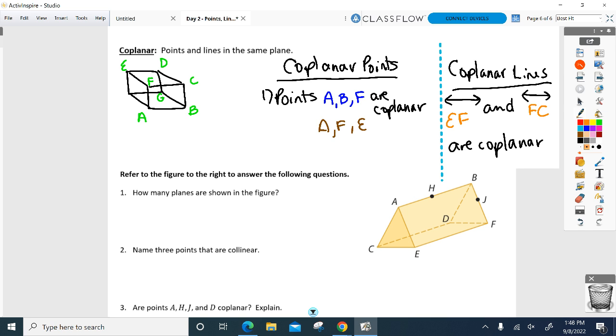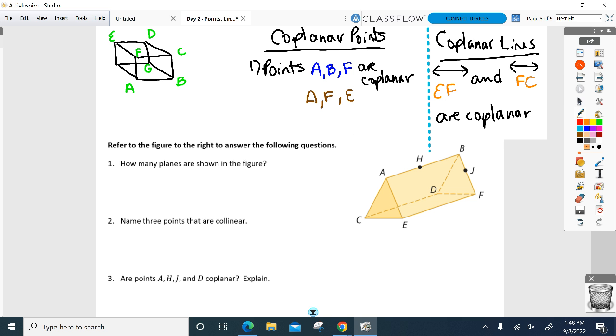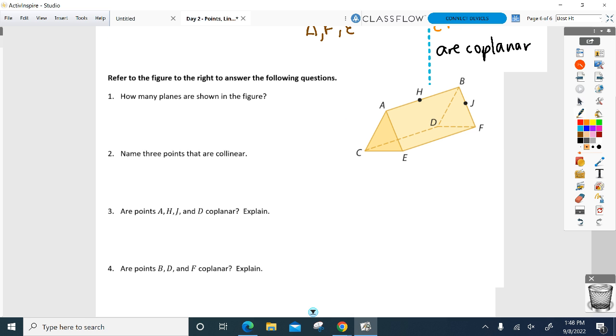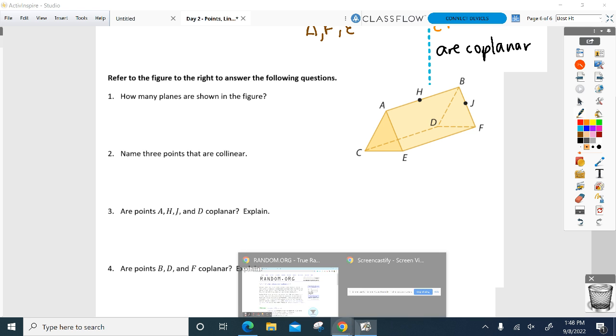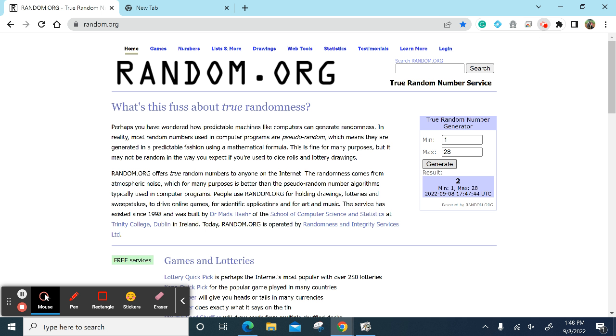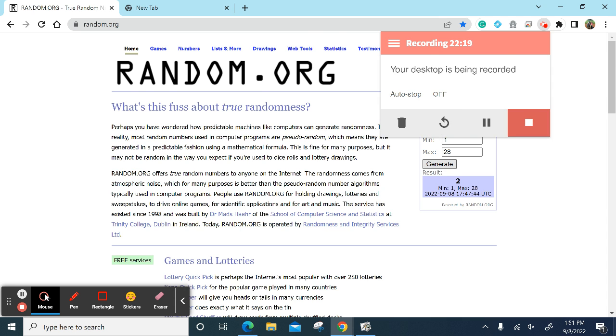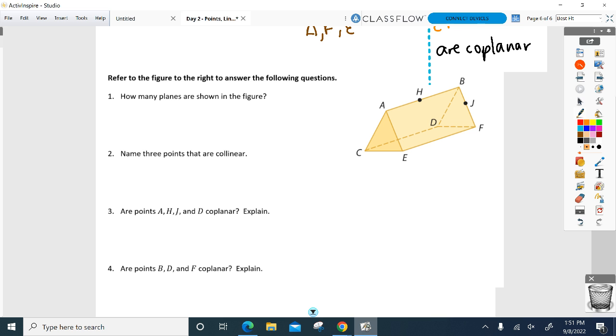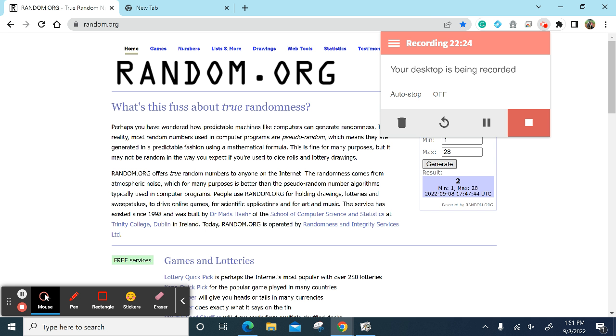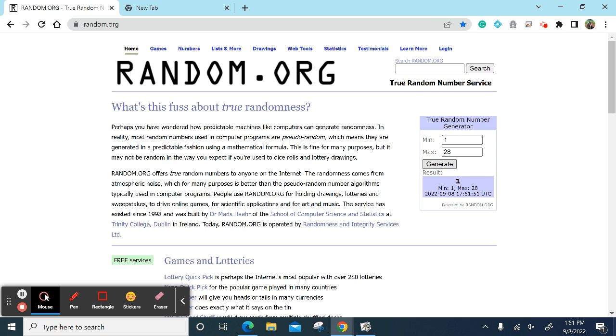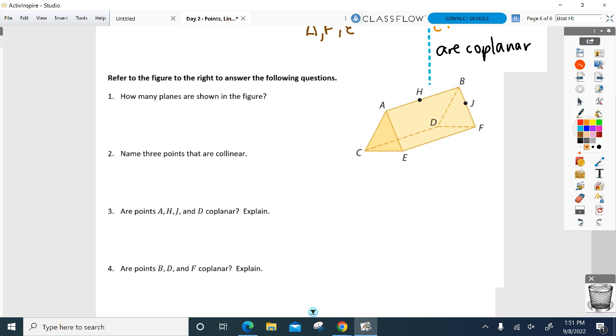Everyone see how coplanar works with points and lines? All right, you've got four questions to end this today. We'll go over it as a group in a second, but go ahead and work together. I'll give you a couple minutes and we'll finish this lesson. How many planes are on this diagram showing? Five, good work. We've got five planes showing.